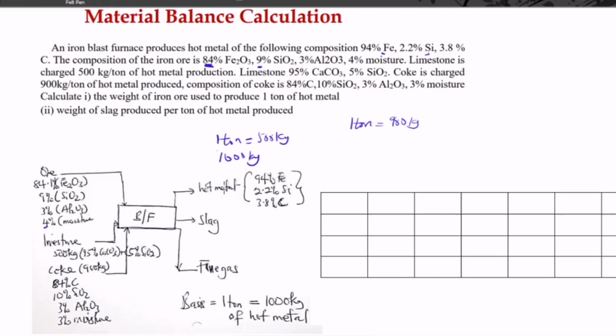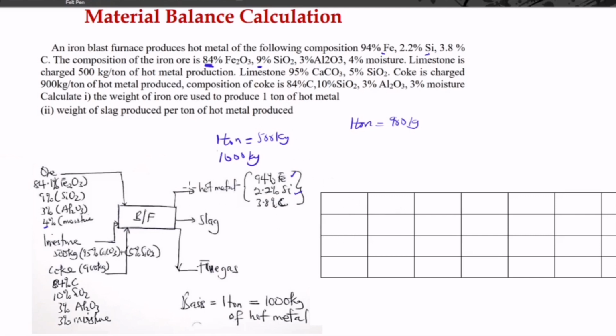Now we go to the hot metal. For this part of the question, they gave us that the hot metal has the following composition: 94% of what? Iron. We have 94% iron. We have 2.2% of what? Silicon, and we have 3.8% of what? Carbon. We have the slag. Nothing was given to us about the slag, and nothing was given to us about the flue gas. So in this case, they say we should find the weight of iron ore used to produce 1 ton of hot metal. The 1 ton is 1,000 kilogram of hot metal.